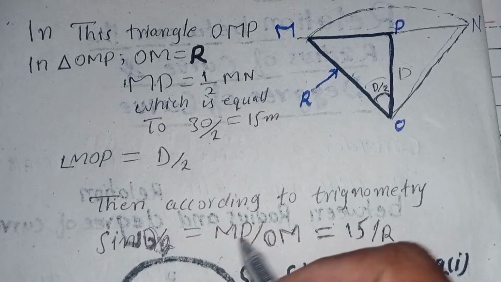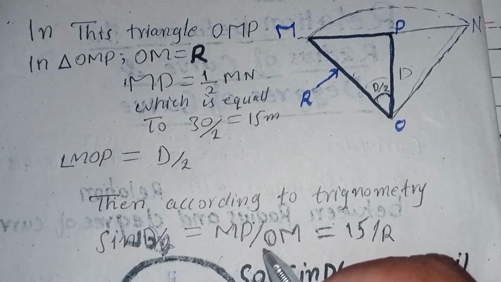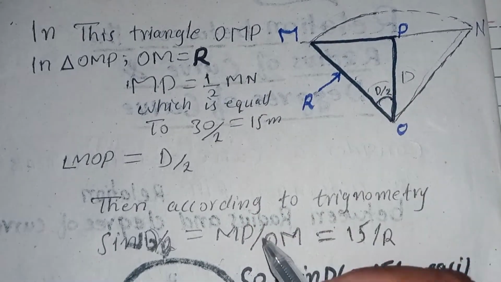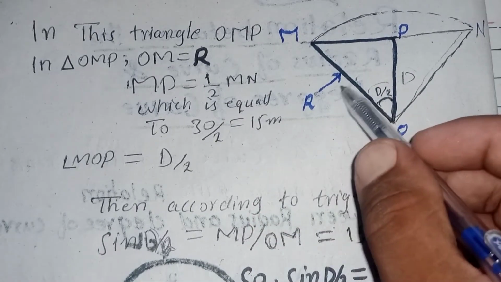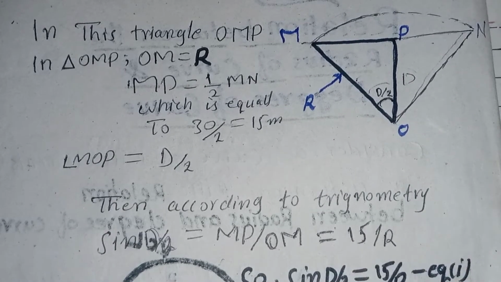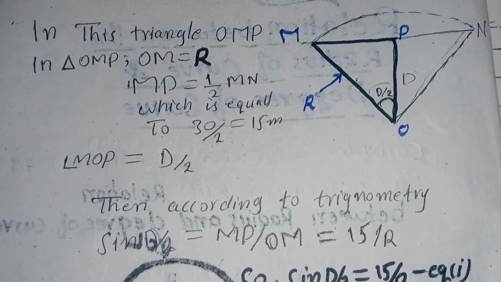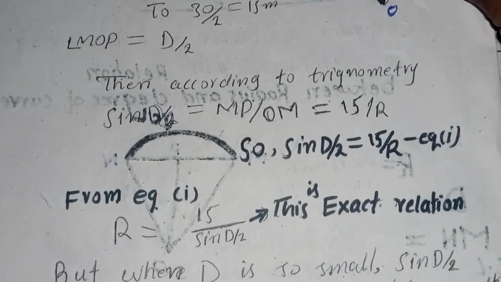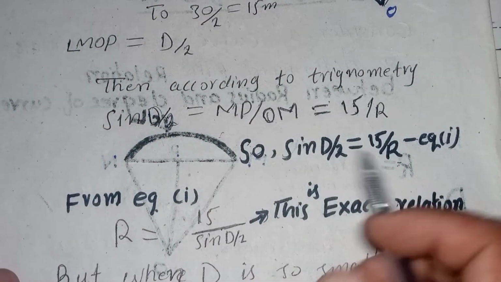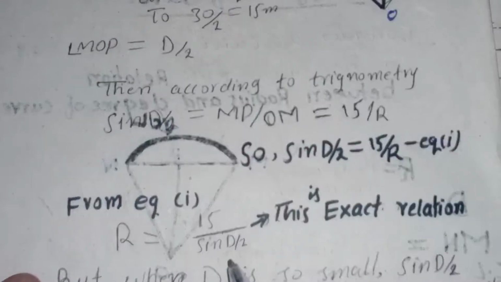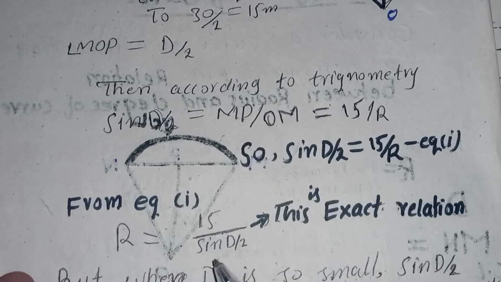sine D by 2 is equal to MP divided by OM, where MP is equal to 15 meter and OM is equal to the radius, as we have written here. So sine D by 2 is equal to 15 by R. This is equation first. So from equation first, R is equal to 15 divided by sine D by 2. This is the exact relation.